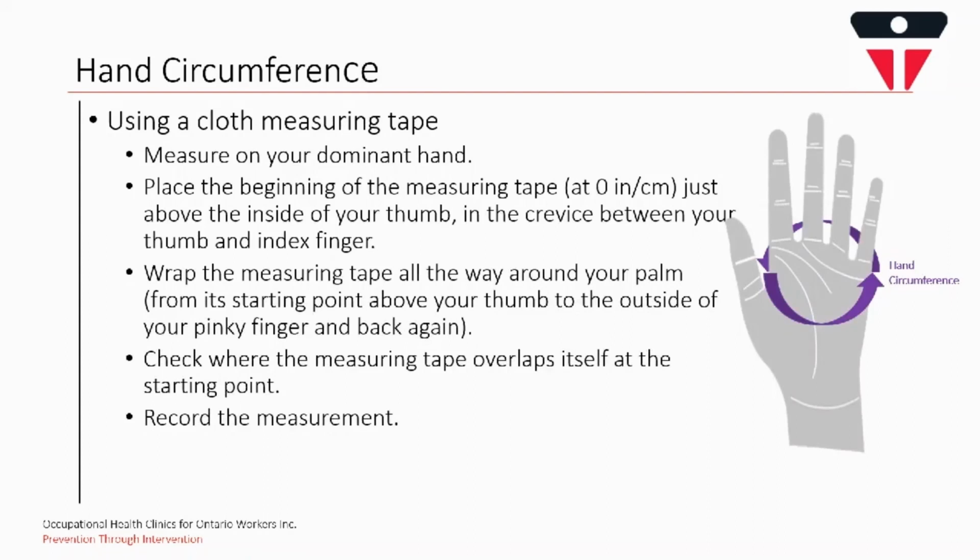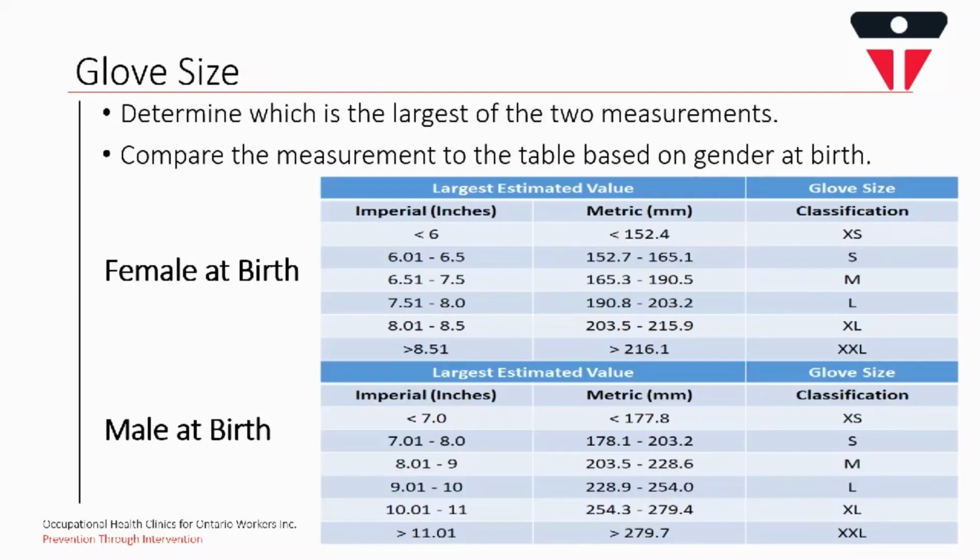You then want to look at those 2 measurements and determine which one is larger, because that's the value you're actually going to use. You're then going to compare the measurements to the table based on gender at birth. So for example, if someone was female at birth and the larger of the 2 measured values was, for example, 7.6 inches, that would mean that they would use a large size glove. If someone was male at birth and they had a larger value of 7.6 inches, the glove would actually be a small size.